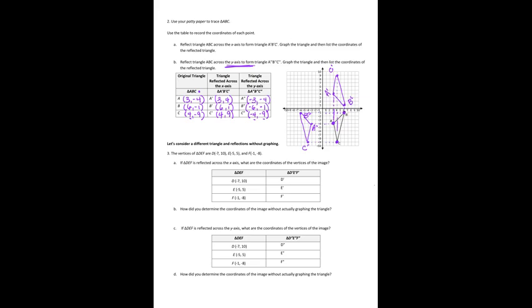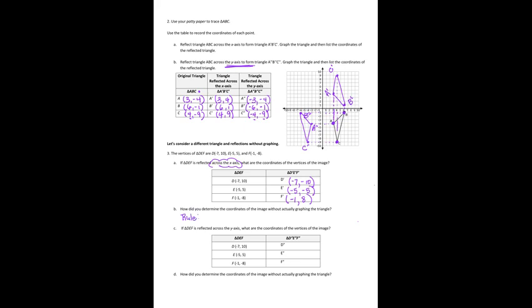Okay, I hope you did this and you're just checking your work. If you follow exactly what we did above, the new coordinates for D, since we went across the x-axis, should be -7, -10, -5, -5, -1, +8. And it said, how do I determine the coordinates of the image without actually graphing them? There's a rule that we used.